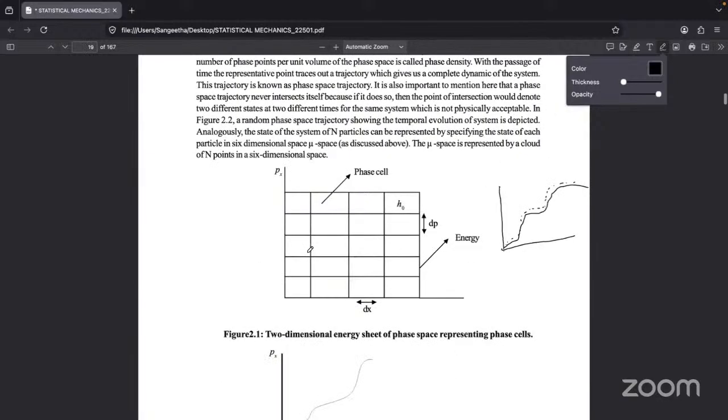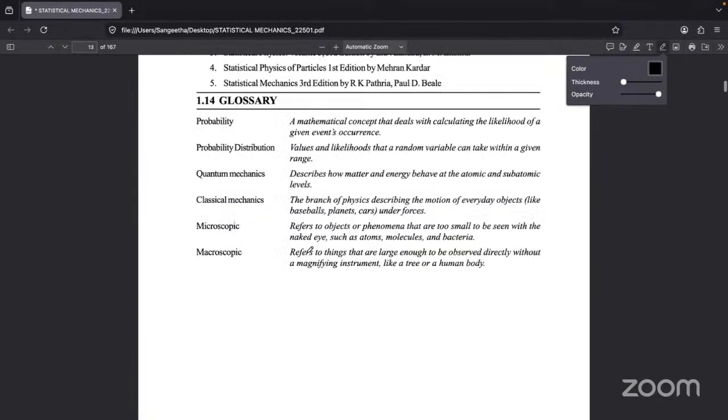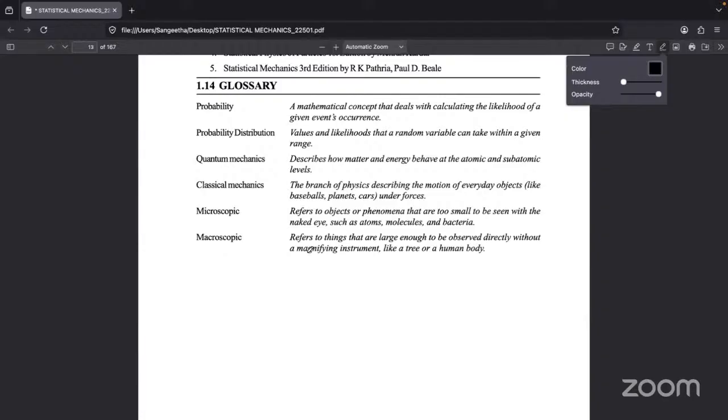What is probability? It is a mathematical concept dealt with to find out the number of events occurred. Next, probability distribution: the equal or unequal way of distribution, the values and likelihoods that random variables can take in a given range. So within the range, how many accessible states are possible? This is called probability distribution.